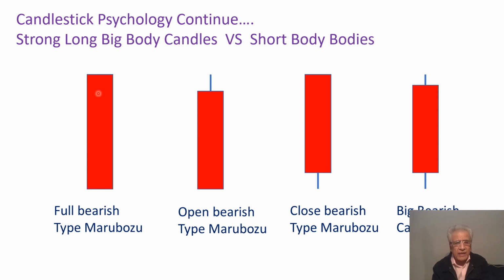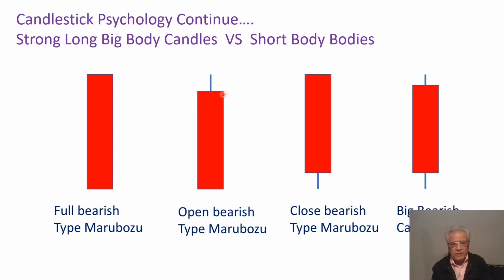Typically, a full Marubozo like this has no upper or lower shadow, and the market closes at its lowest level here in this place. The low and the close price are at the same place, and here the open and high price are at the same place. So we have some other types of bearish Marubozo. Like this one, they call the open bearish type Marubozo.